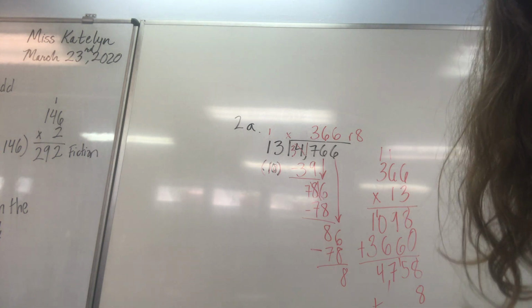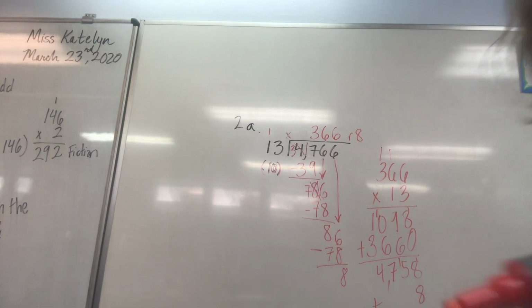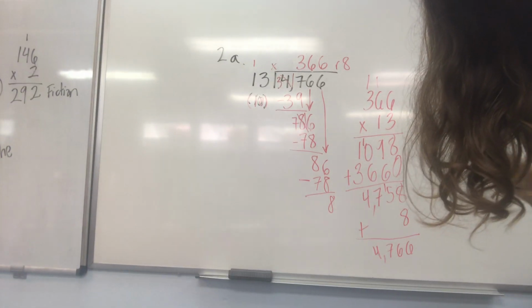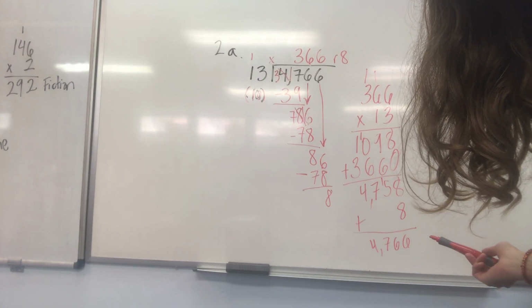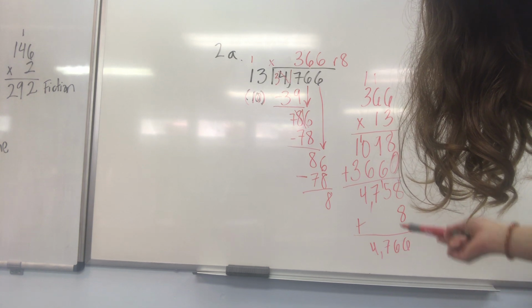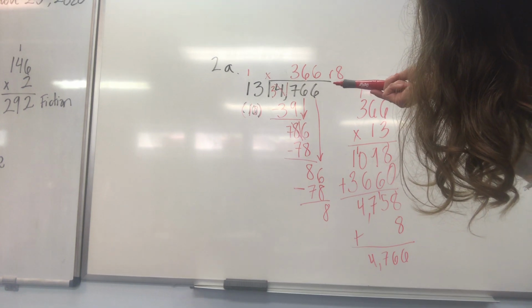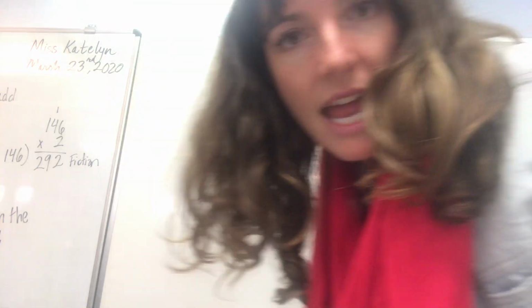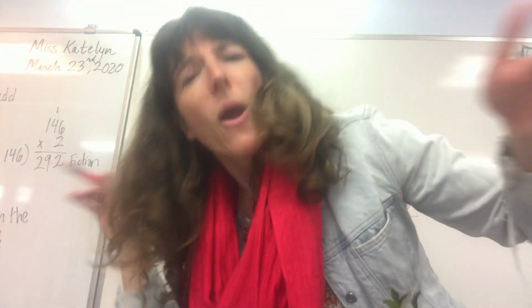Where is it? Oh. 4,766 final product is the same as 4,766 dividend. Oh yeah, baby. And that is why we check.